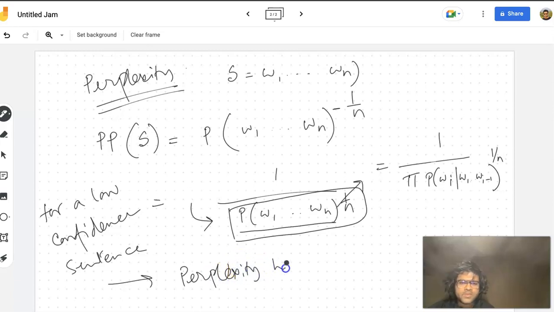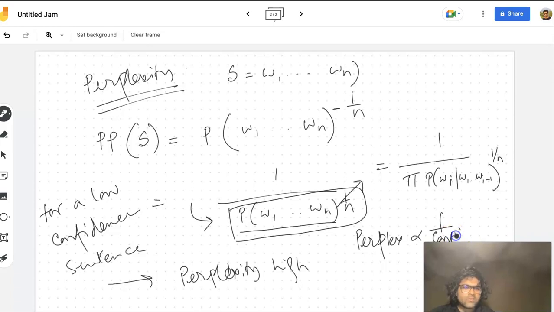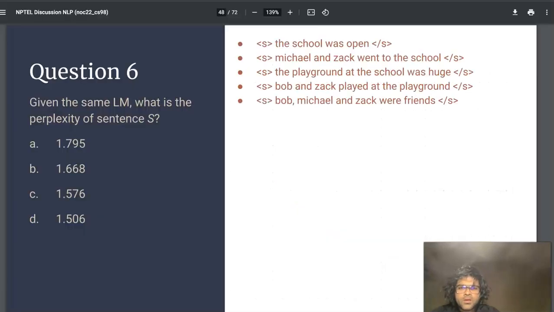So basically perplexity is inversely proportional to the confidence of the sentence, meaning how confident we are that the sentence is correct, or the probability of the sentence. So if the sentence probability is low, then the perplexity is high. Now, how will you calculate it in the sentence?